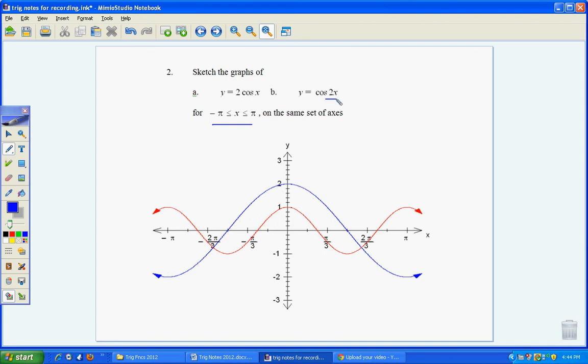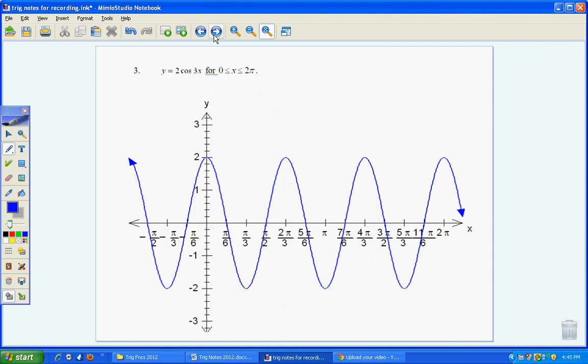Cos 2x is going to shorten our period. The 2 in front increased our amplitude. The 2 in front here shortens our period to make sure it's only pi units. So notice it starts at 1 and it's back at pi to start the rotation again. And there's minus pi through to 0 there, allowing us to get through one rotation. So all the values are squashed up in that respect.